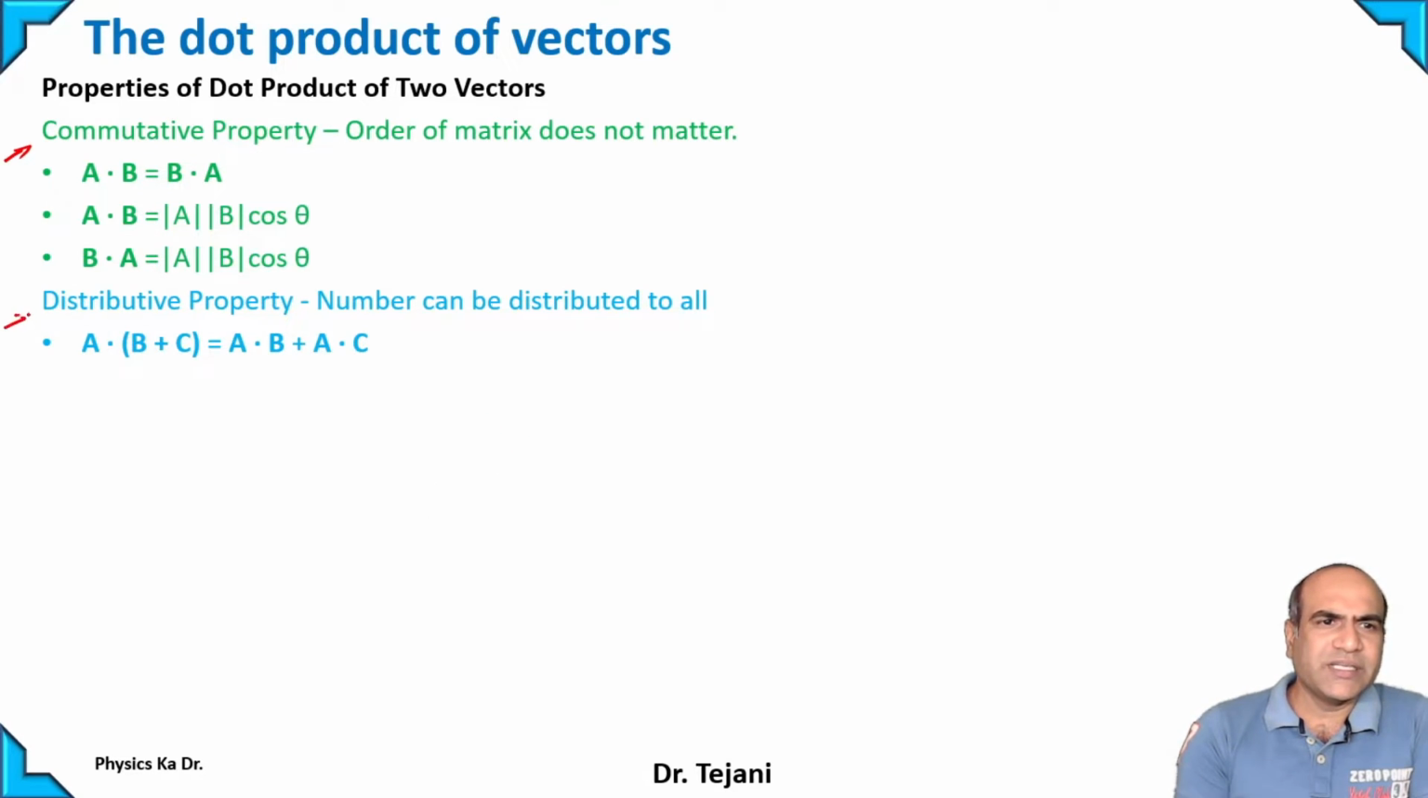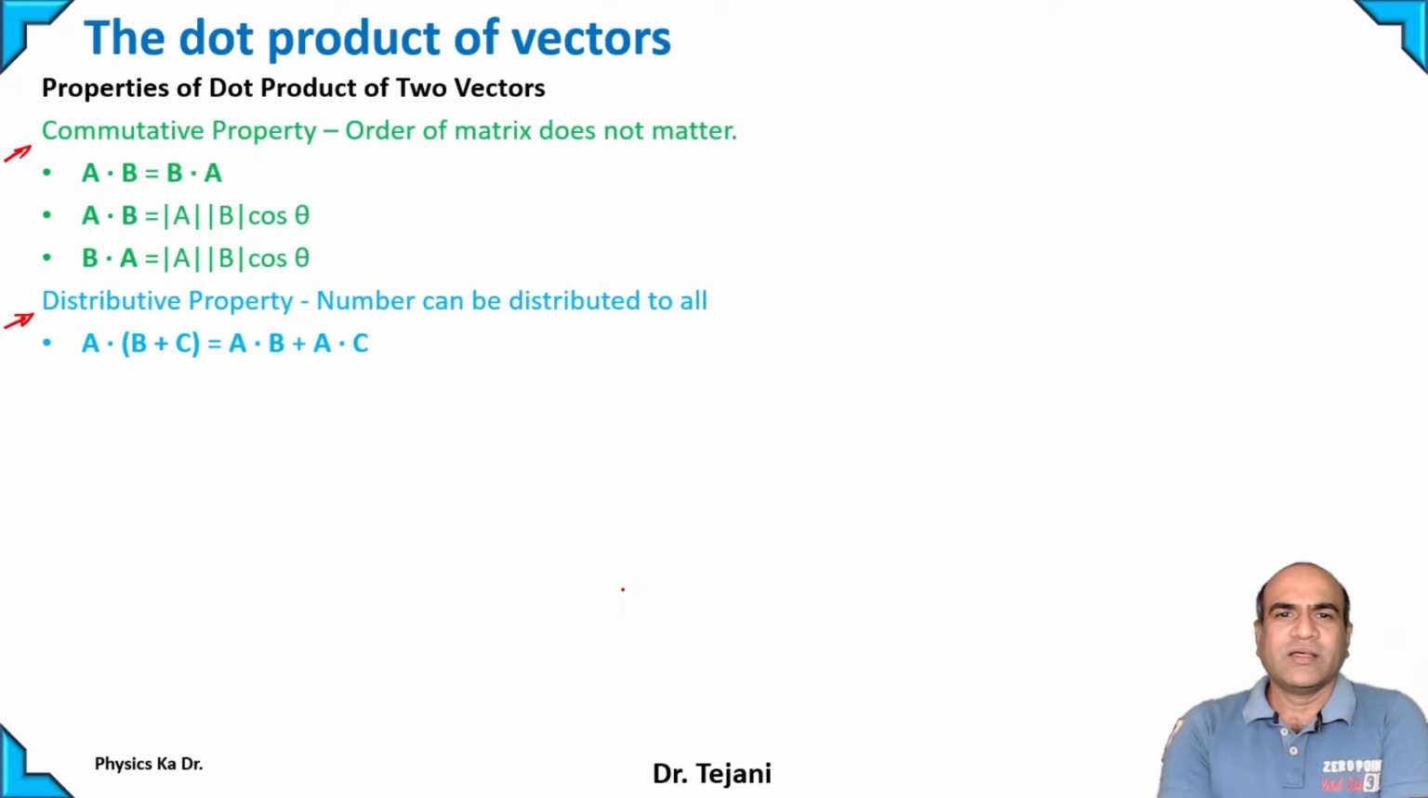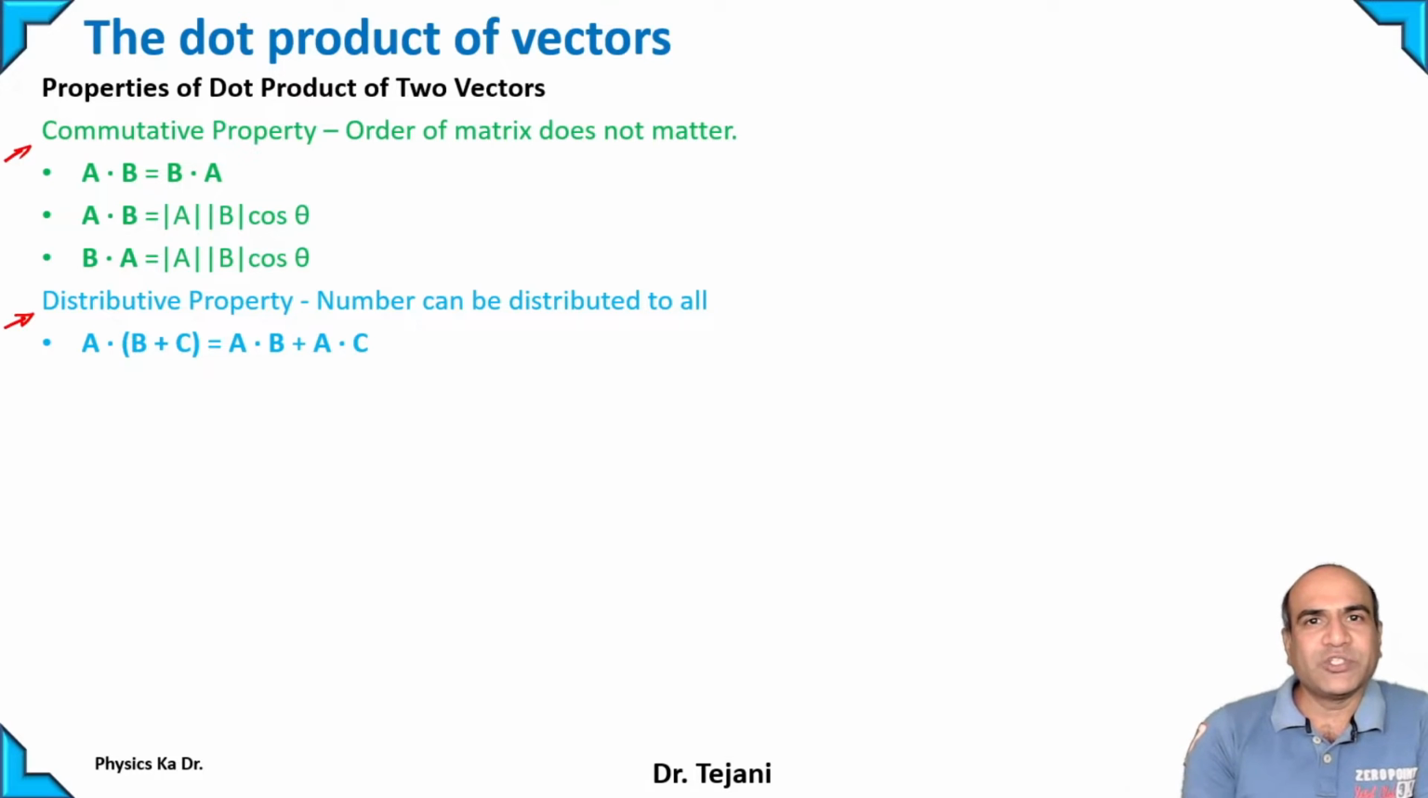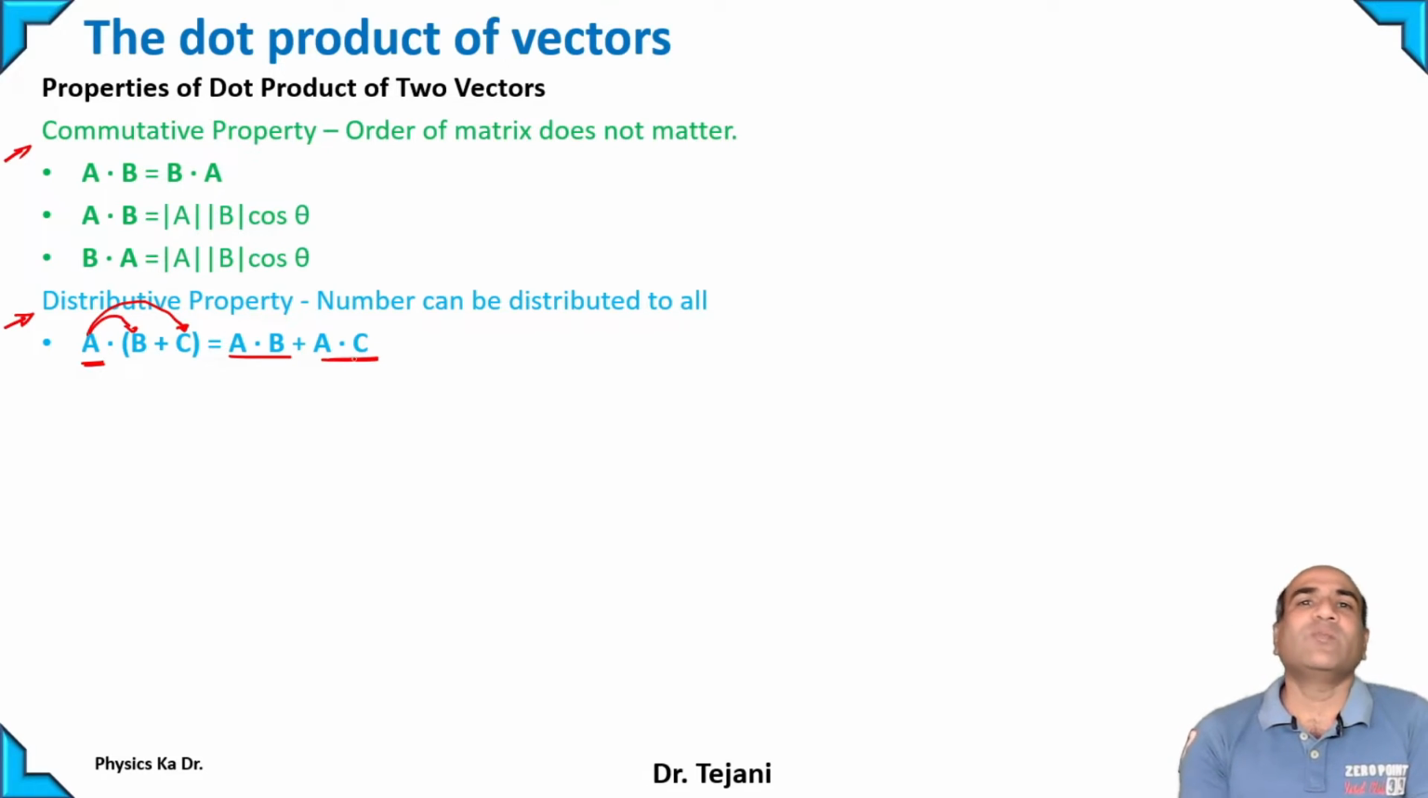Second property, it is a distributive property. From the word, you can also understand there is some distribution part. So numbers, or you can say vectors, can be distributed to all others. Example is given here, A dot (B plus C). So A can be distributed, like A dot B with the first component as well as with the second component. So A dot B plus A dot C is possible. So that becomes a distributive property.